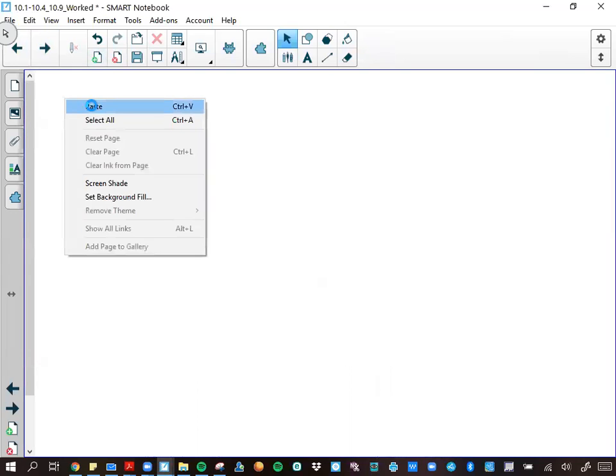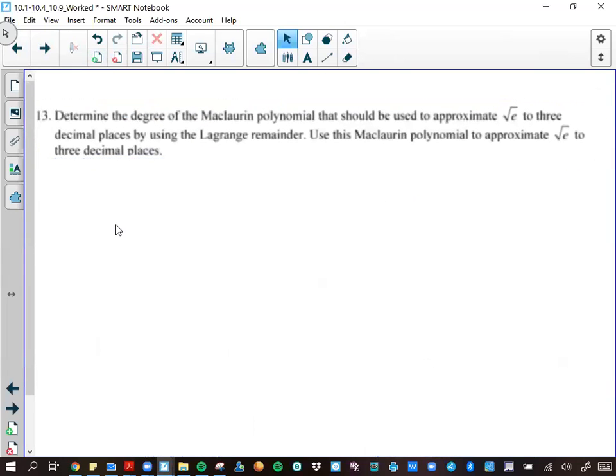We did this example similar. Is that from the homework? This is from the homework, but we did do this. Determine the degree of the Maclaurin polynomial that should be used to approximate e to the square root of e to 3 decimal places by using the Lagrange remainder. Use this Maclaurin polynomial to approximate the square root of e to 3 decimal places.